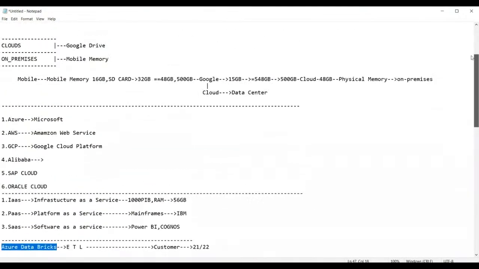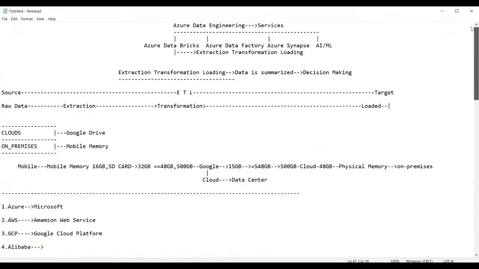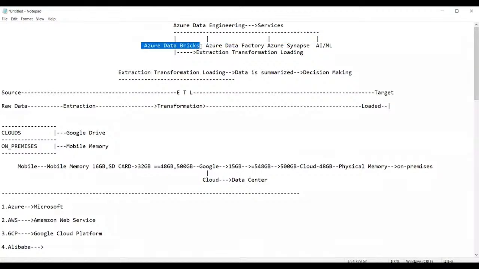Now, as a part of this course, guys, we are going to see this Azure Databricks. The total duration of this course will be 60 hours. We are quoting it as 60, but it will go beyond 60 hours because we have many live scenarios we are going to look into.